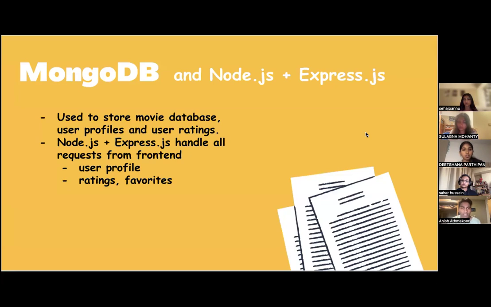So for our database, we use MongoDB to store the movies that we have in our movie database, the user profiles, and the ratings that each user made for each of the films. So we used Node.js and Express.js for our backend, and it handles all the requests from the front end. So it stores the respective data in the user profile, the ratings page, and the favorites page.